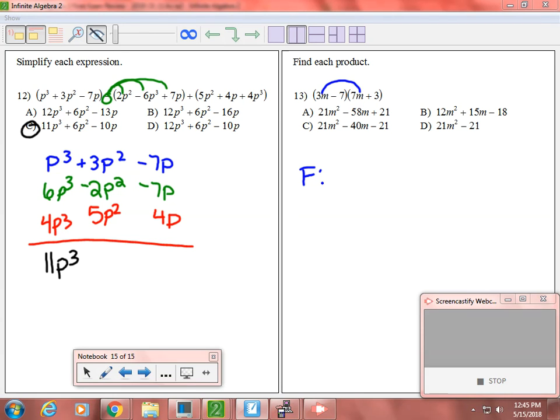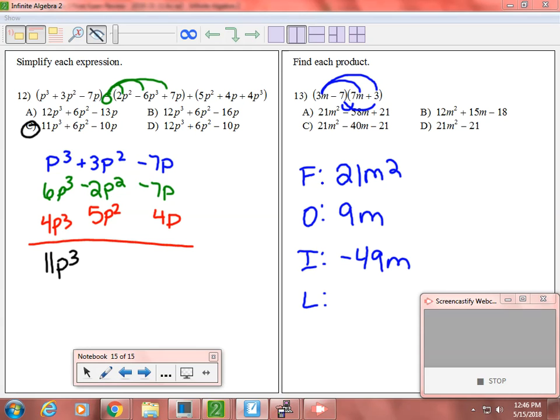Your first is going to be here, which is 21m squared. My outside is going this way, 9m. Inside is negative 49m. And my last is negative 21. So the only one that has three terms, and then those will combine like terms to give you negative 40. The only one that does that is letter C.